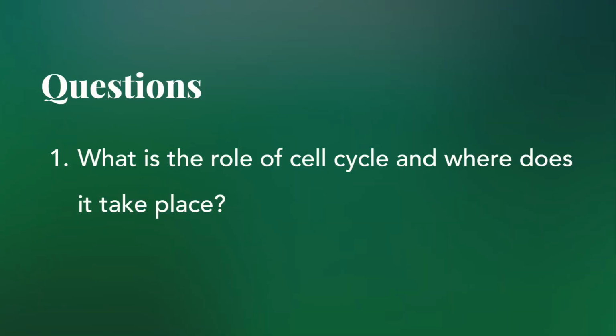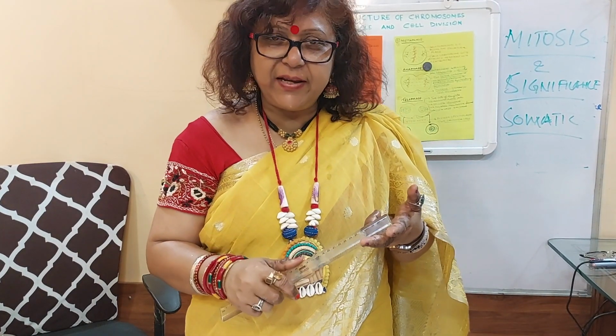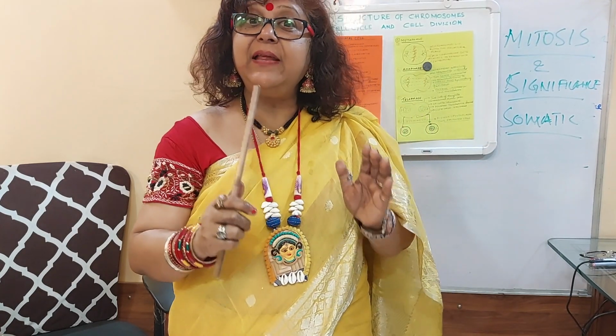What is the role of cell cycle and where does it take place? Okay, so this was about this part. In continuation of the previous part which we were doing: chromosomes, structure of chromosomes, DNA, structure of DNA, the role of DNA in the cell, the genes. So all these things are there in the cell. These are the raw materials which the cell requires to survive. That's why the nucleus is termed as the brain of the cell.